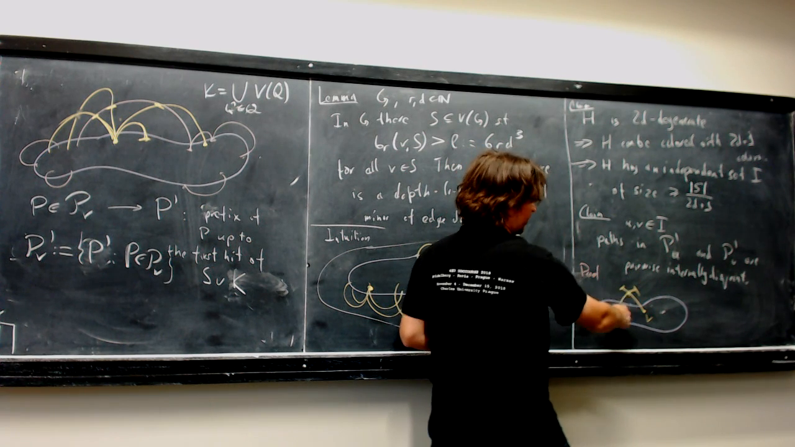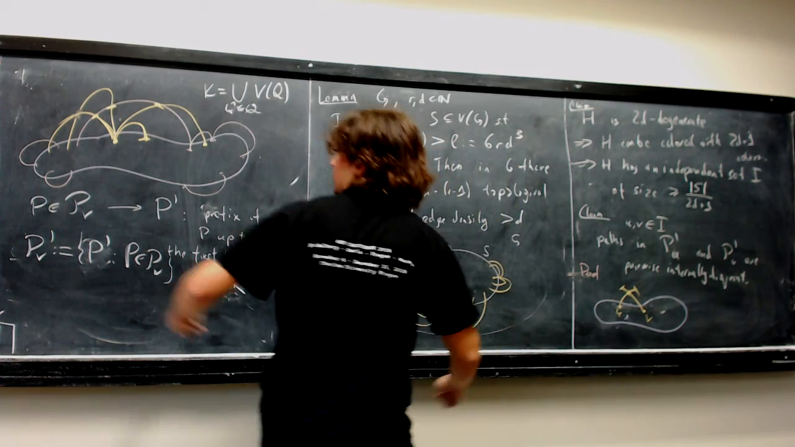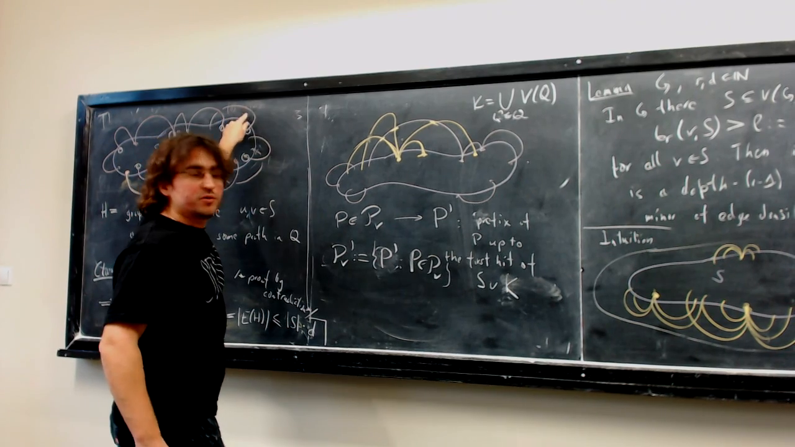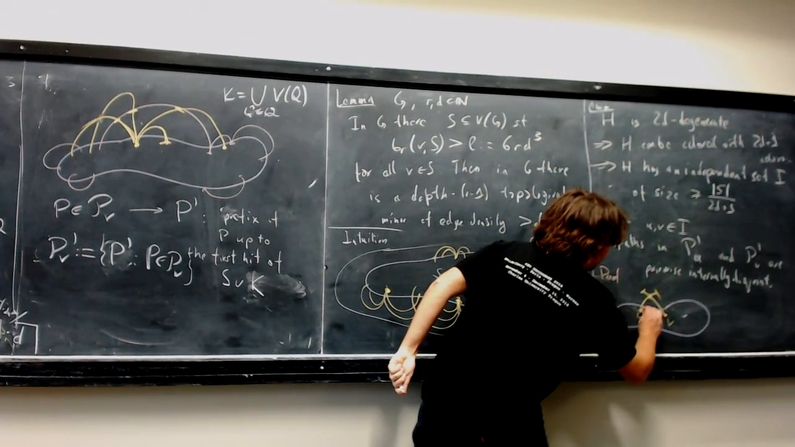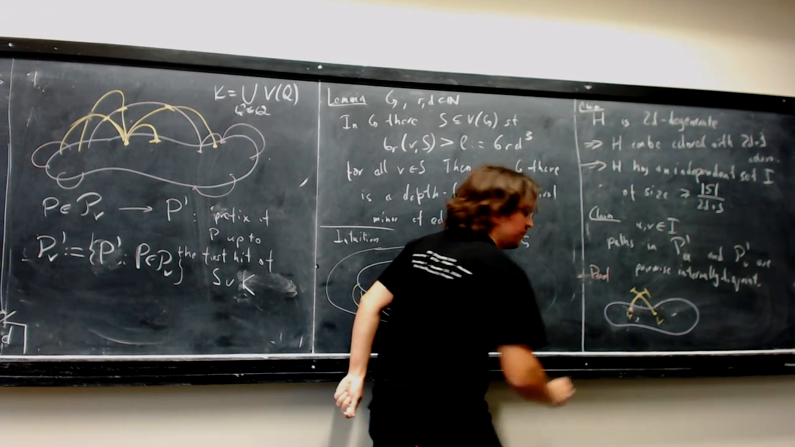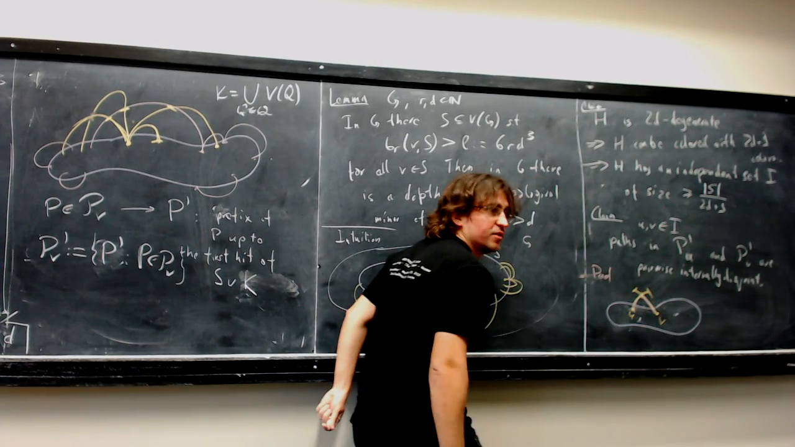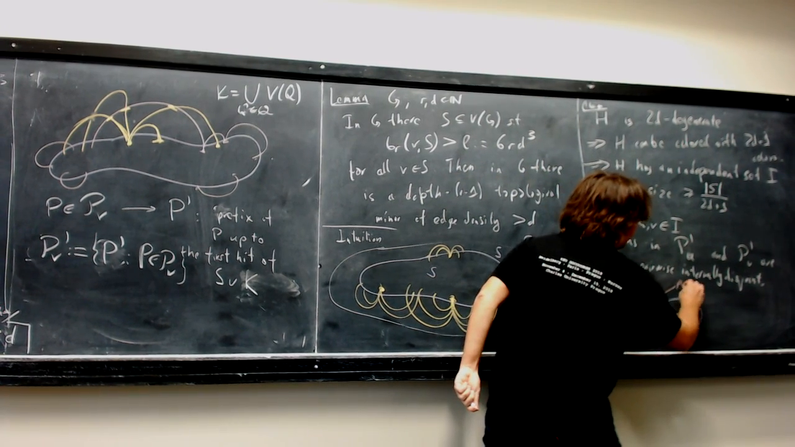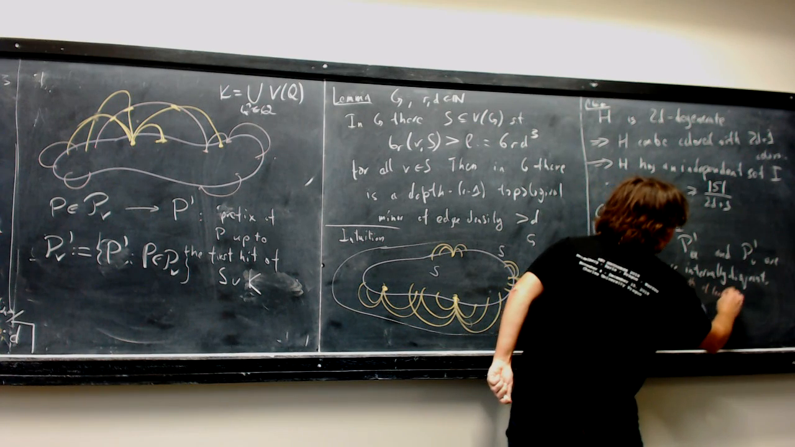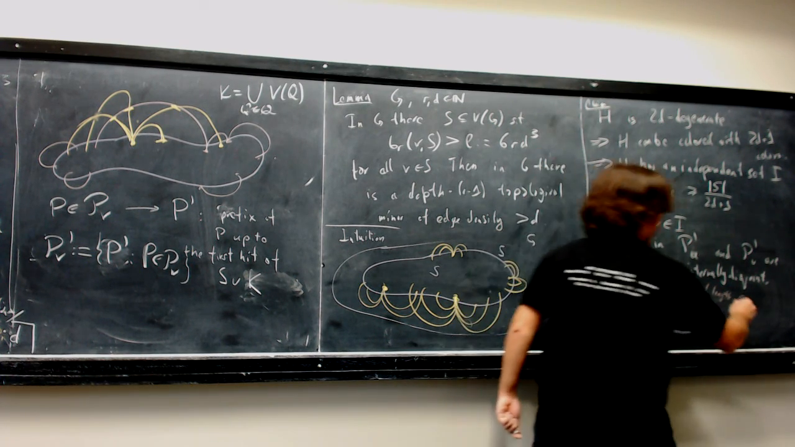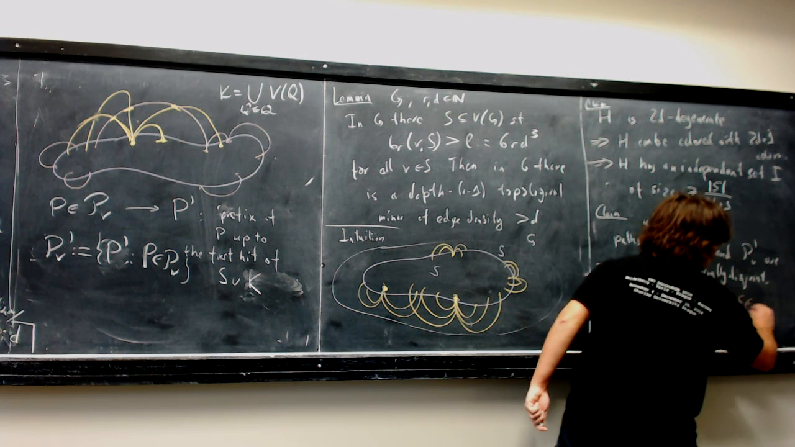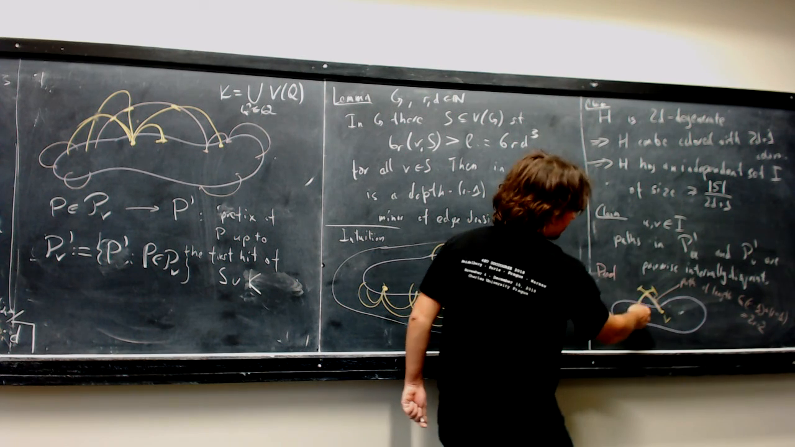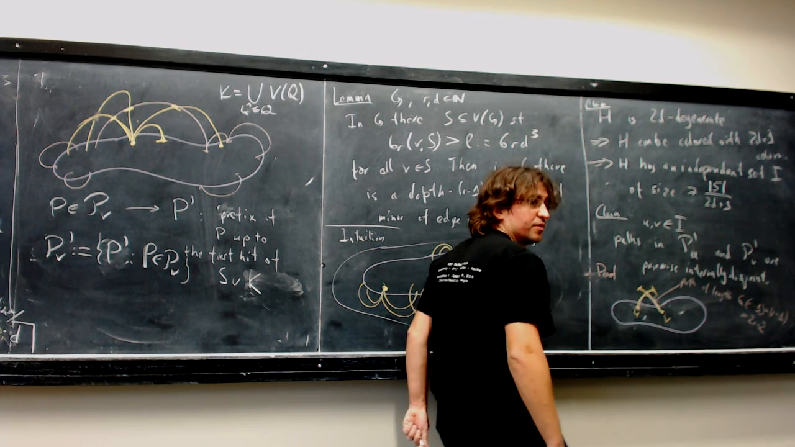If they intersected here before reaching any of the paths from Q, then I could go from U to the intersection point, and then go from the intersection point to V. And that would be a path of length at most R minus 1 plus R minus 1, so 2R minus 2, because this is an internal vertex on both those paths.